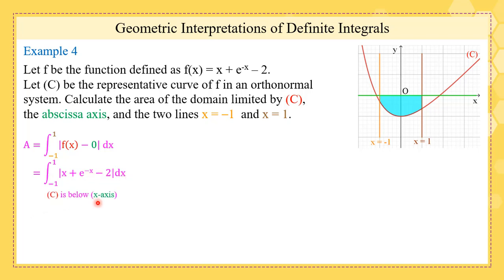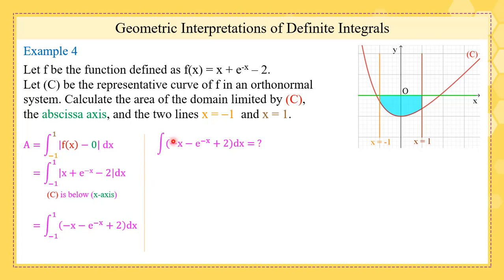Since C is below the x-axis, then f is negative, so the value within the absolute value is negative. Then we multiply the value within the absolute value by minus. We get the integral from minus 1 to 1 of minus x minus e^(-x) plus 2 dx.